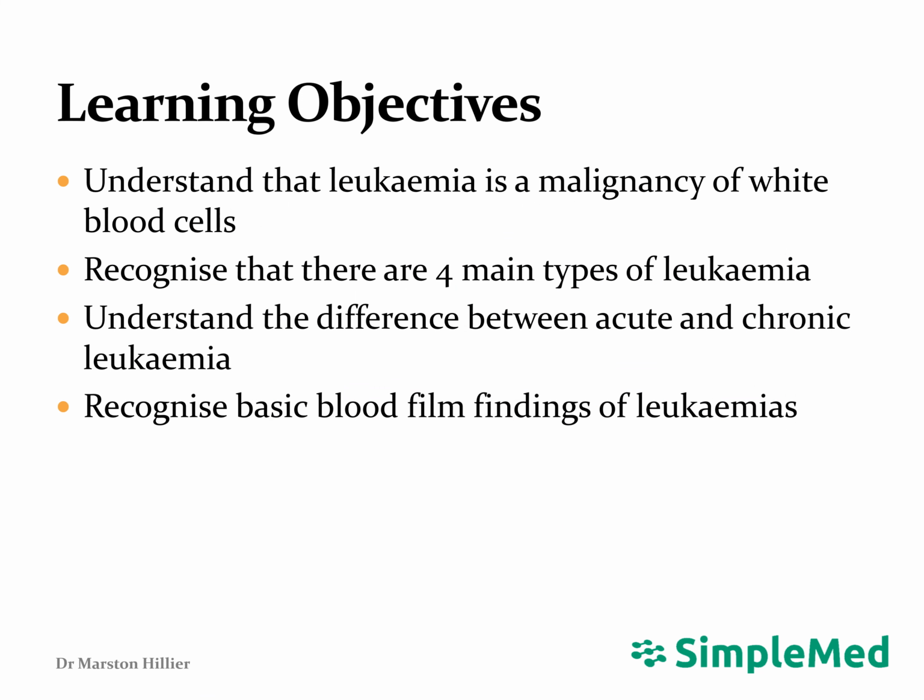In this short lecture, we will explore the following. We will hopefully understand that leukemia is a malignancy of white blood cells. We will recognise that there are 4 main types of leukemia, and we will try to understand the difference between an acute and a chronic leukemia. Throughout the talk, you will learn some basic blood film findings of all the leukemias and how that's potentially relevant to clinical practice.